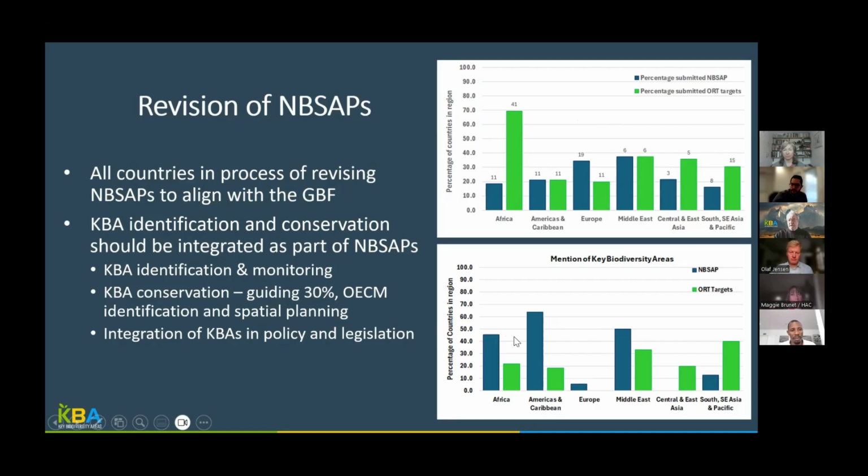If you look at how KBAs are being referenced in these, in some areas of the world, KBAs aren't doing too badly. So about half of countries in Africa, the Americas, and the Middle East are referencing KBAs, but Europe in particular is lagging behind, and also Central and East Asia. So those are two areas that we're keen to focus on.